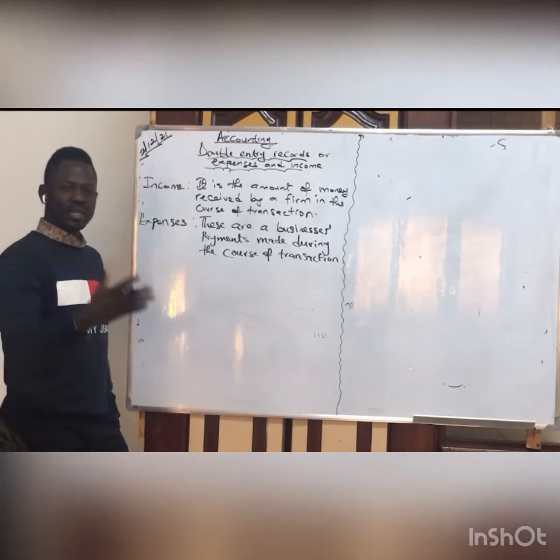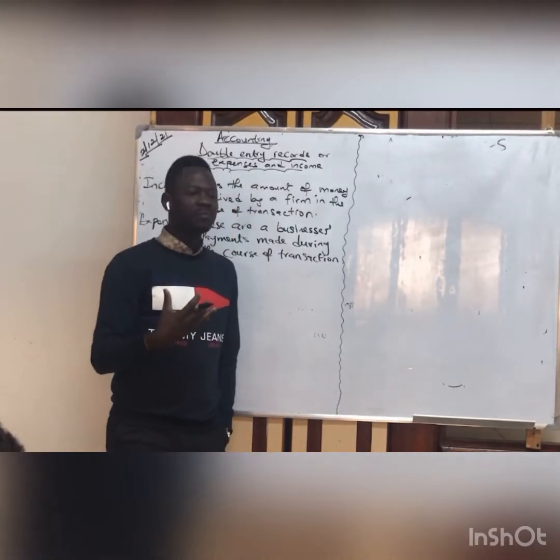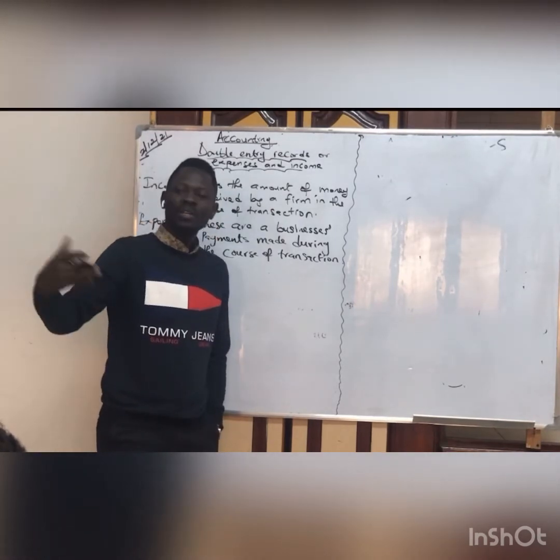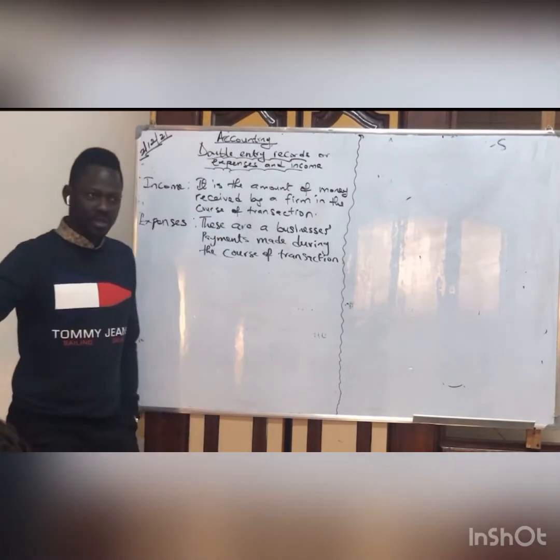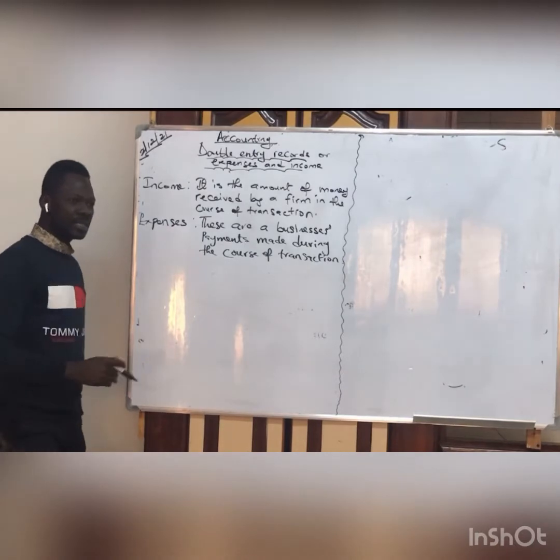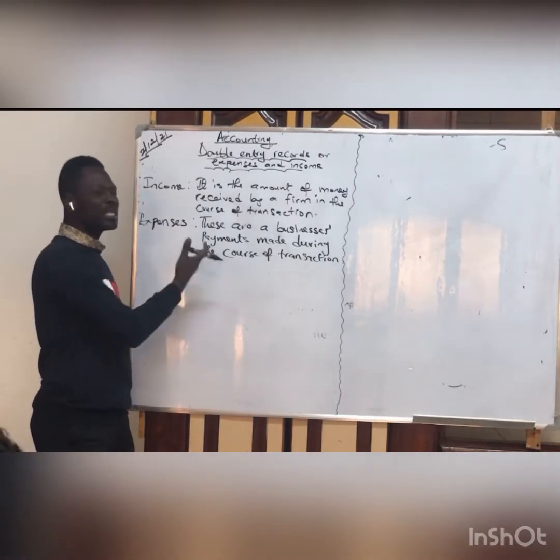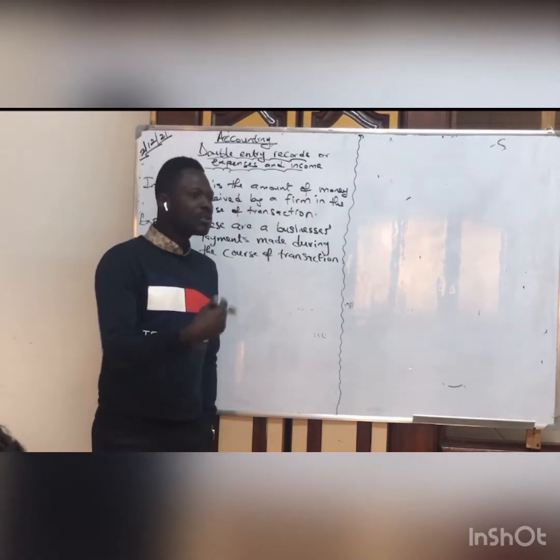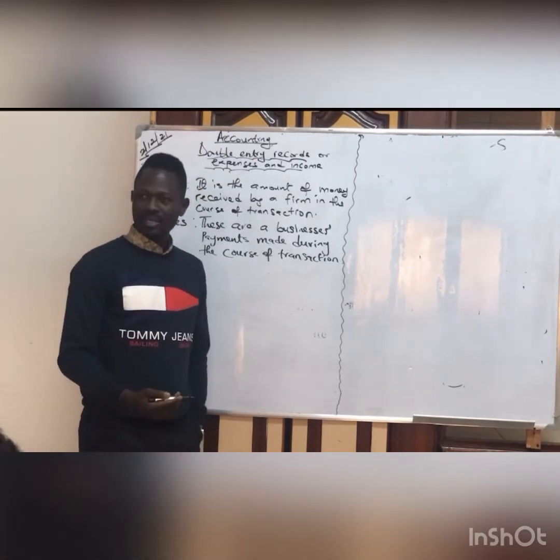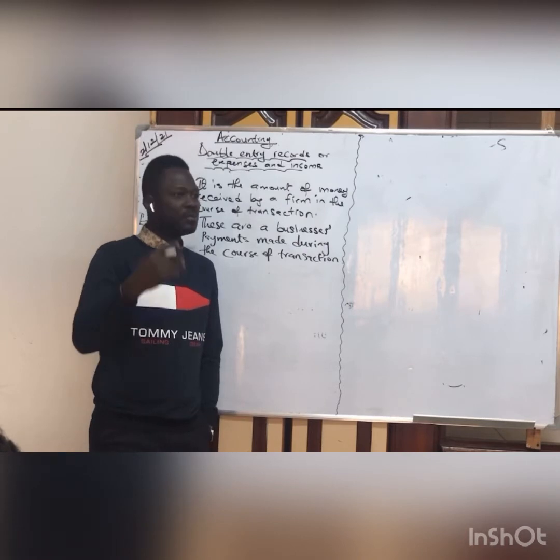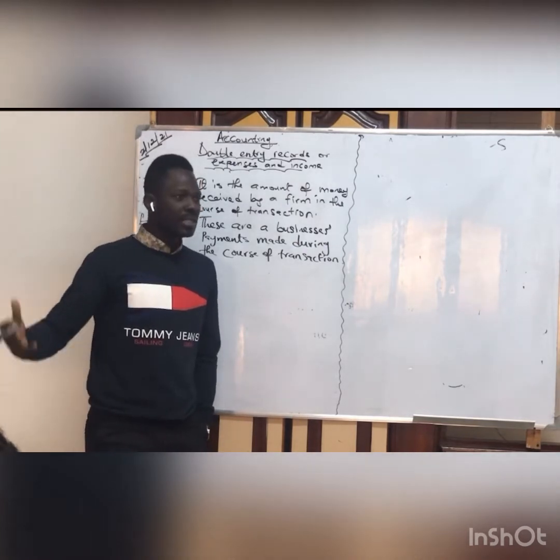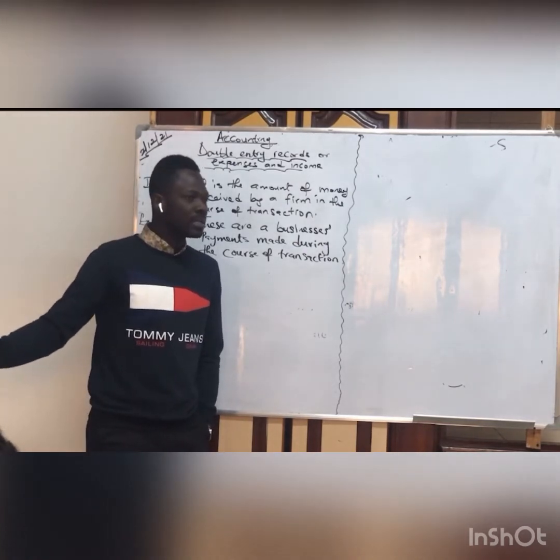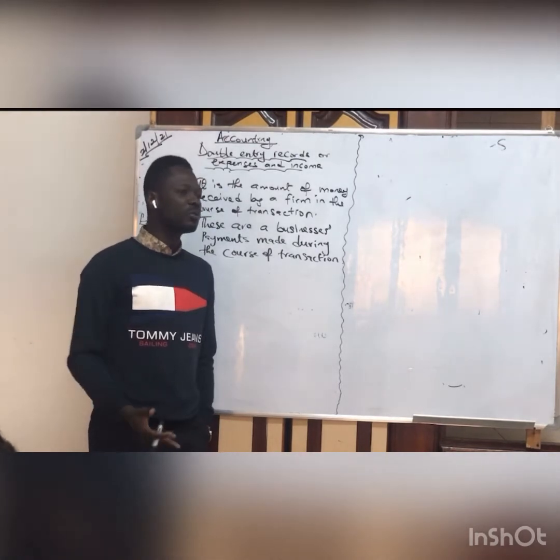That means that the business has received a certain amount of money because it has transacted with other businesses or other customers. Then expenses. These are payments made by the business during the course of a transaction. So the business also transacts with other businesses. For example, paying rent. Maybe the business doesn't have its own premises. It rented it. It's a rented premises. So it has to pay. That's an expenditure for the business.